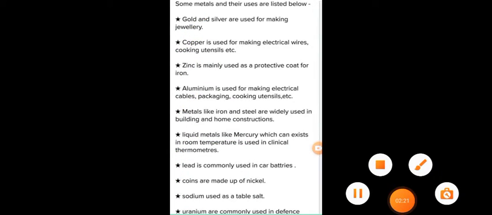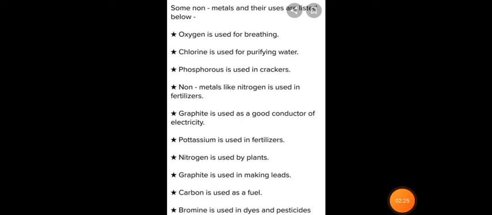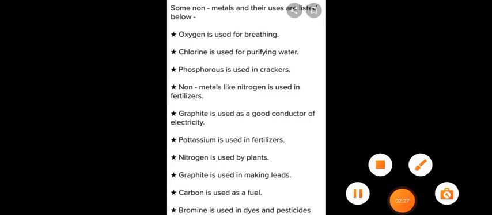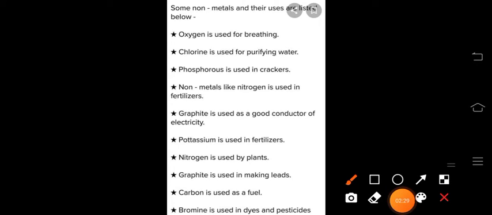Let's go ahead with uses of non-metals. Now next, a few uses are given about non-metals. Very first is oxygen. Oxygen is obviously a non-metal. Oxygen is used for breathing. Chlorine is used for purifying water. Phosphorus is used in crackers. Non-metals like nitrogen are used in fertilizers. Graphite is used as a good conductor of electricity.